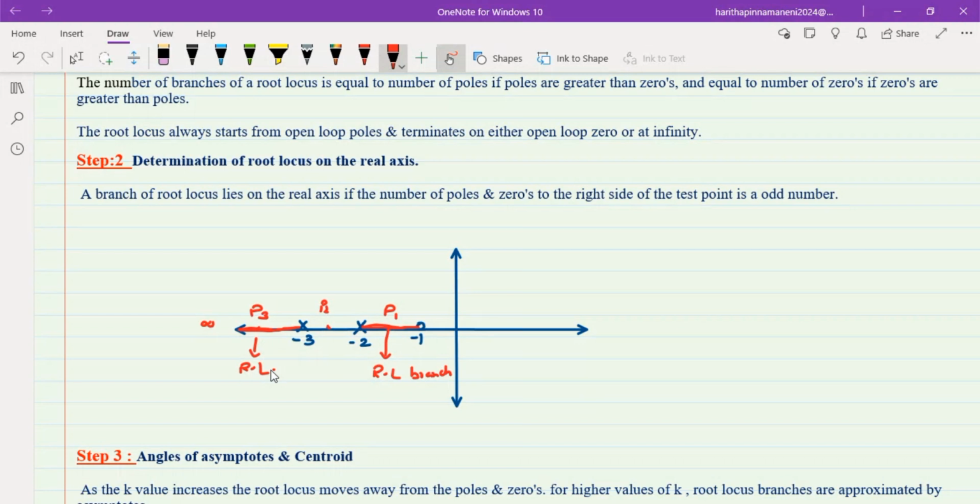So step number 2 is only determining the root locus on the real axis. For that, you have to consider a test point where you are testing whether the root locus is existing or not. Then, to the right of the test point, if the number of poles and zeros is odd, then there exists a root locus. Otherwise, the root locus won't exist between that.